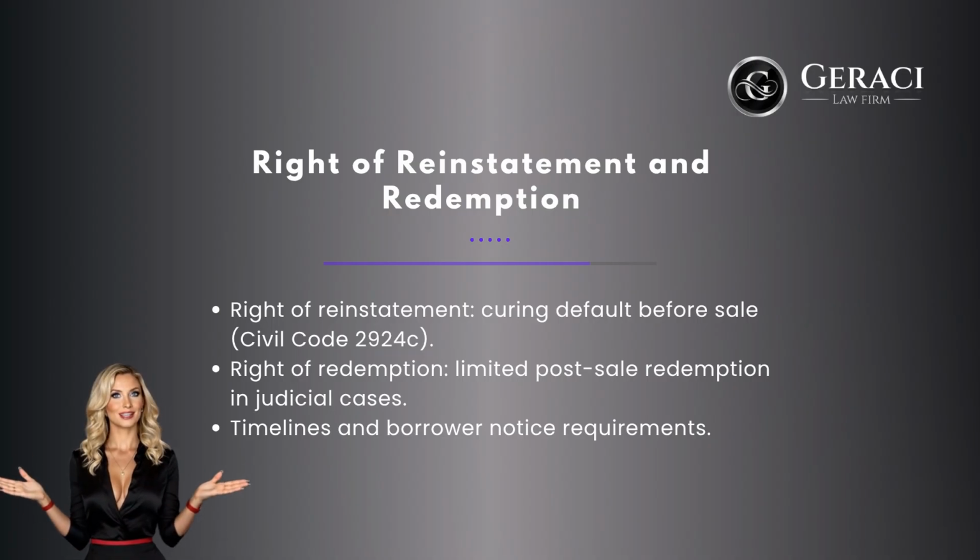Borrowers in California have important protections. The right of reinstatement allows a borrower to cure the default before the sale occurs. This is codified in Civil Code 2924c. In judicial foreclosures, borrowers may also have a right of redemption, allowing them to repurchase the property within a limited time after the foreclosure sale. These rights must be clearly explained in the loan documents and notices.